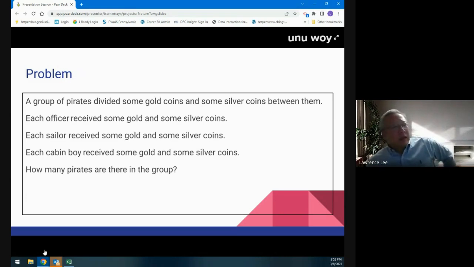But here we have a problem. A group of pirates divided some gold coins and some silver coins between them. Each officer received some gold and some silver coins. Each sailor received some gold and some silver coins, and each cabin boy received some gold and some silver coins. How many pirates are there in the group?